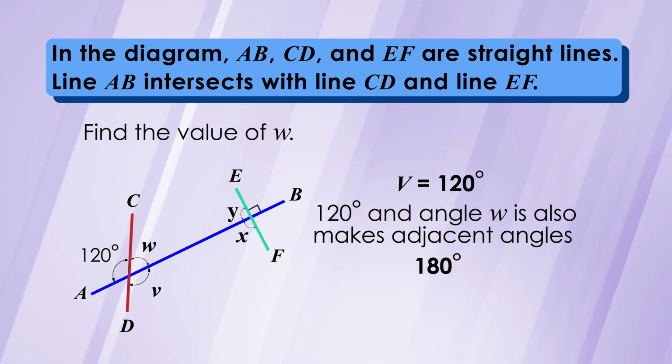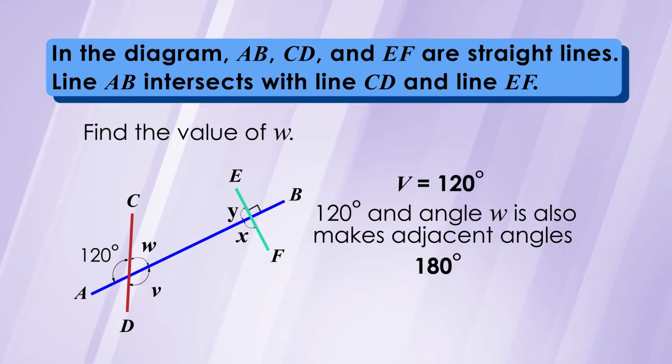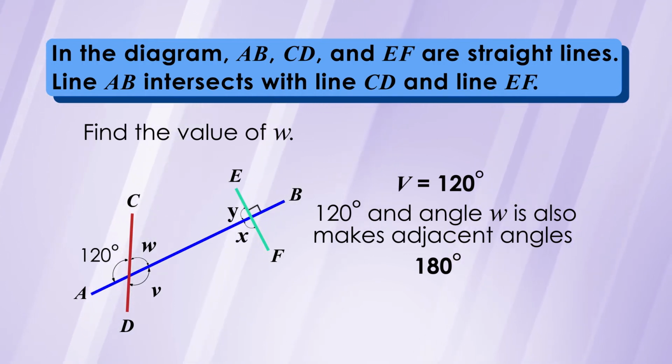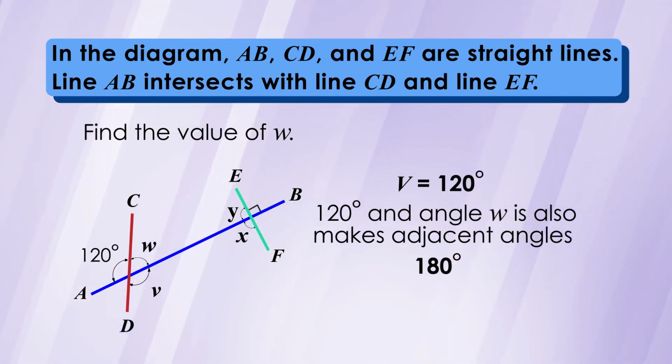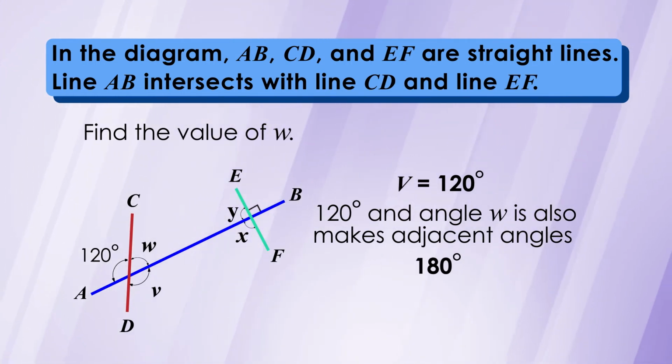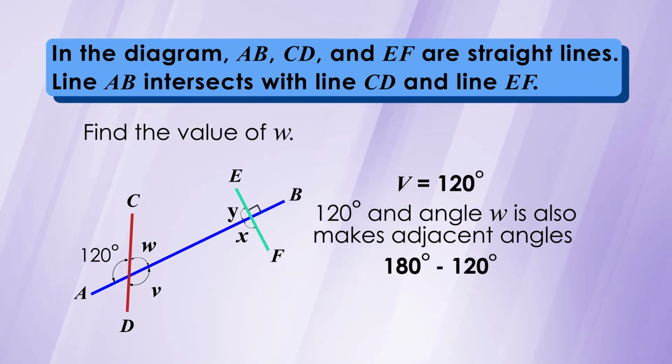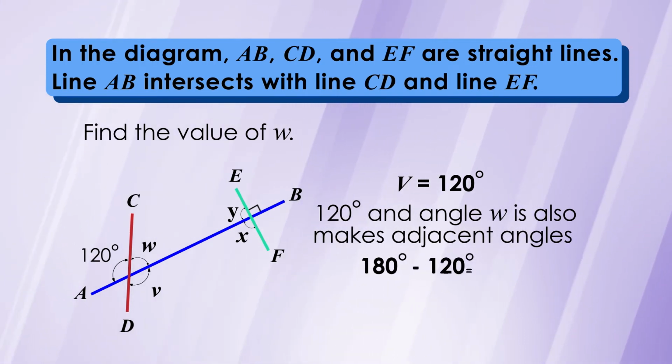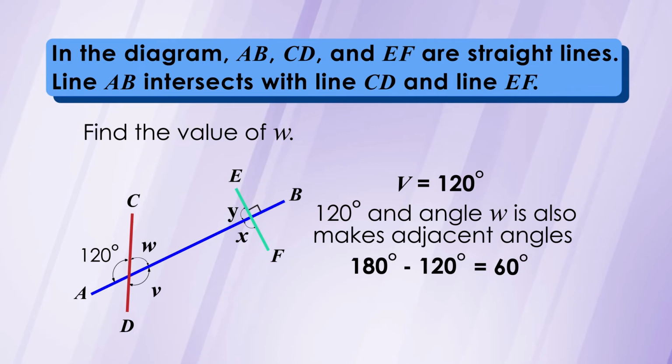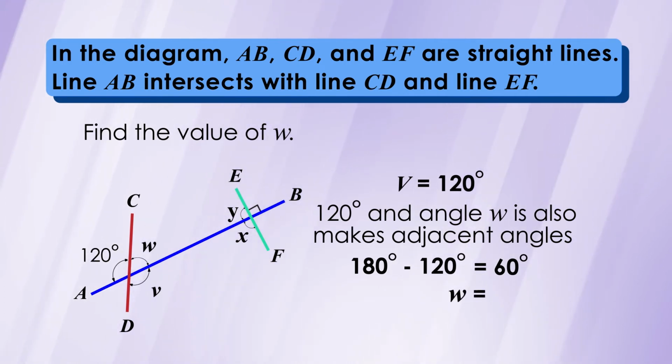So, how do we find the value of angle W? We have to subtract 120 degrees from 180 degrees. 180 degrees minus 120 degrees equals 60 degrees. The value of angle W is 60 degrees.